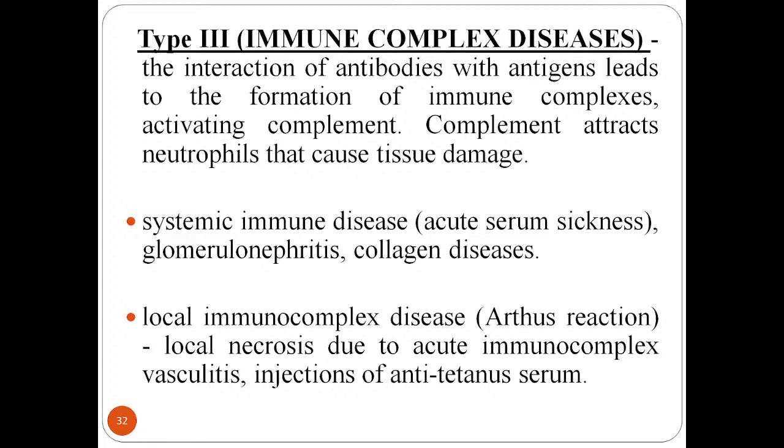Immunocomplex disease includes two variants by localization: systemic immune disease and local immunocomplex disease. Systemic immune disease, for example, acute serum sickness, glomerulonephritis, and collagen disease.